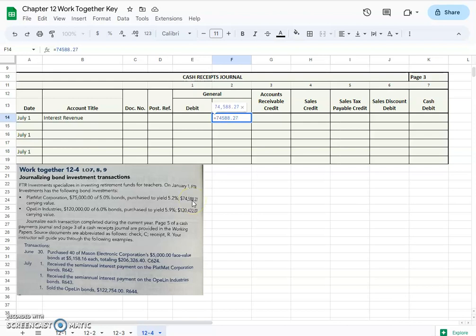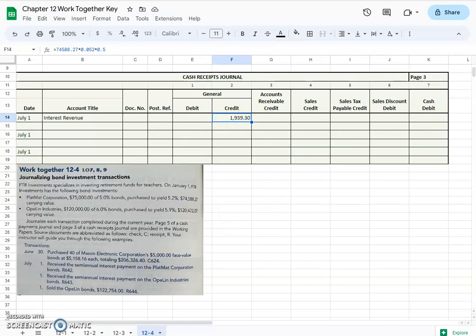Our interest revenue is the carrying value of the bonds times the effective interest rate times the time as a fraction of a year. The carrying value of the bonds is $74,588.27, times the effective interest rate, which is 5.2%, 0.052, times the portion of a year. This is semi-annual, so 0.5. That gives $1,939.30, and that is your interest revenue credit.